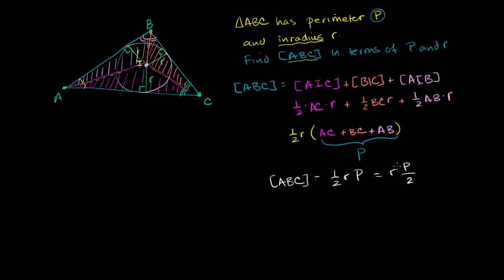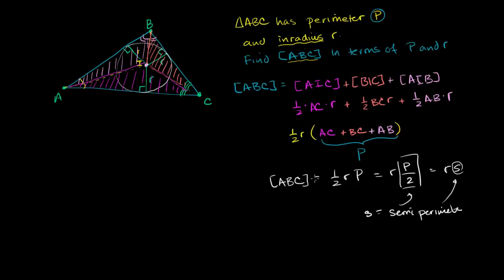And this term right over here, the perimeter divided by 2, is sometimes called the semi-perimeter, and sometimes it's denoted by s. So sometimes you'll see the area is equal to r times s, where s is the semi-perimeter, the perimeter divided by 2. I personally like it this way a little bit more because I remember that P is perimeter.